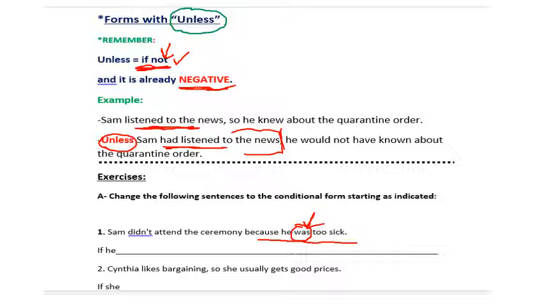Go back to the chart I gave you. You continue horizontally and you have would plus have plus past participle. Negative becomes positive. Cynthia likes bargaining, so she usually gets good prices.